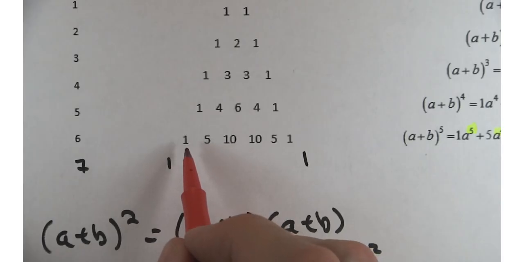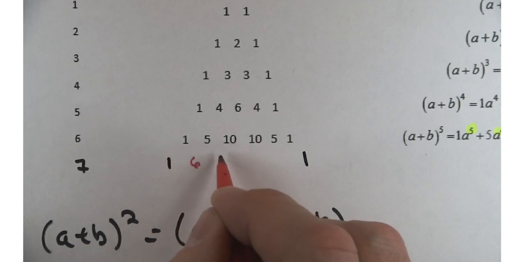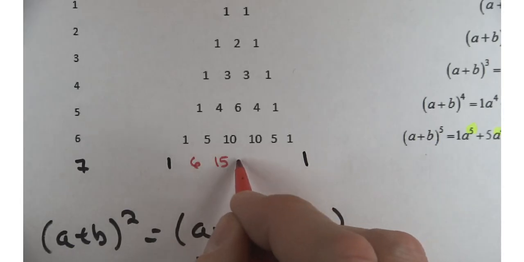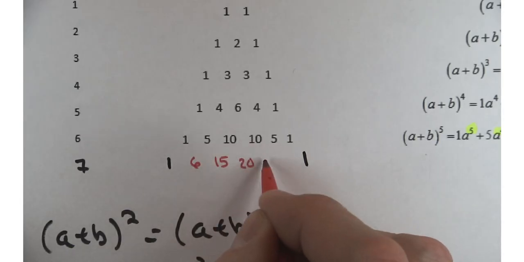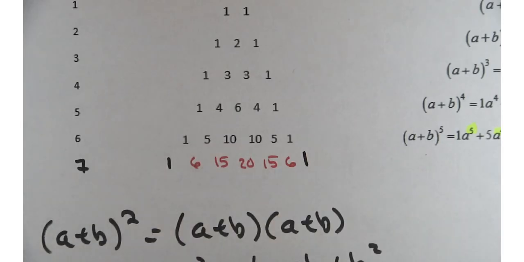6. Where'd you get that 6? Yeah, add these two together. You get a 6. And then these two together, 15, 20, 15, and 6, and 1. And so, wow, you can get as many levels as you want in Pascal's triangle. And Pascal's triangle's got a ton of nice little patterns in them. I'll go over a few of them.